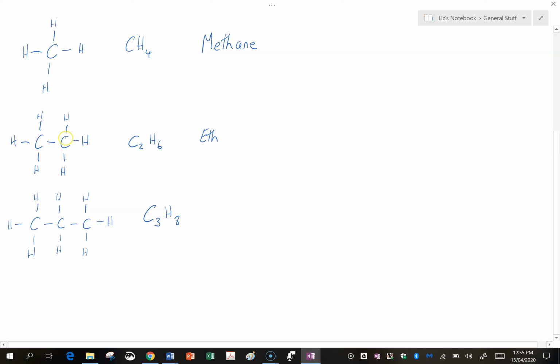Again, all single bonds, so ends in A-N-E. And the counting number for 3 is prop. And again, it's all single bonds over here, so it ends in A-N-E. Now these were our alkanes.